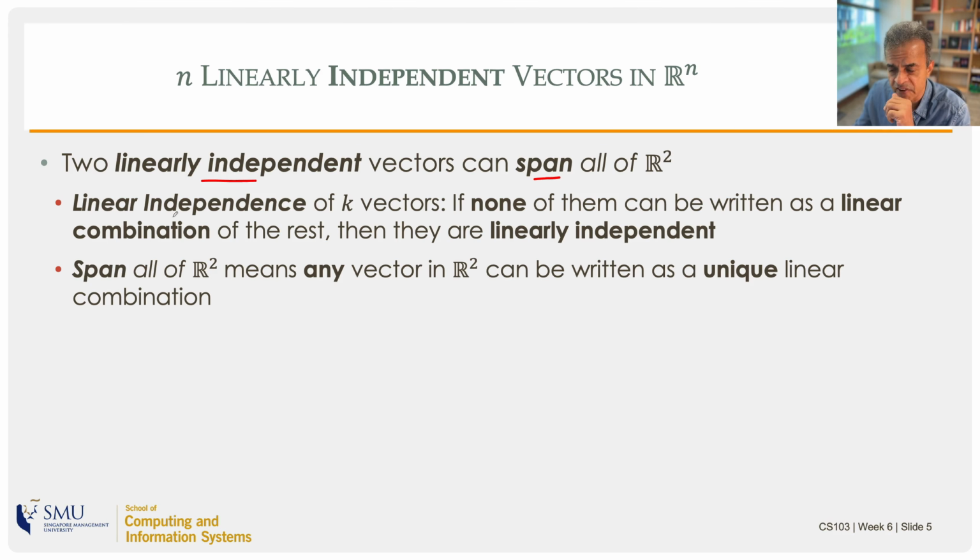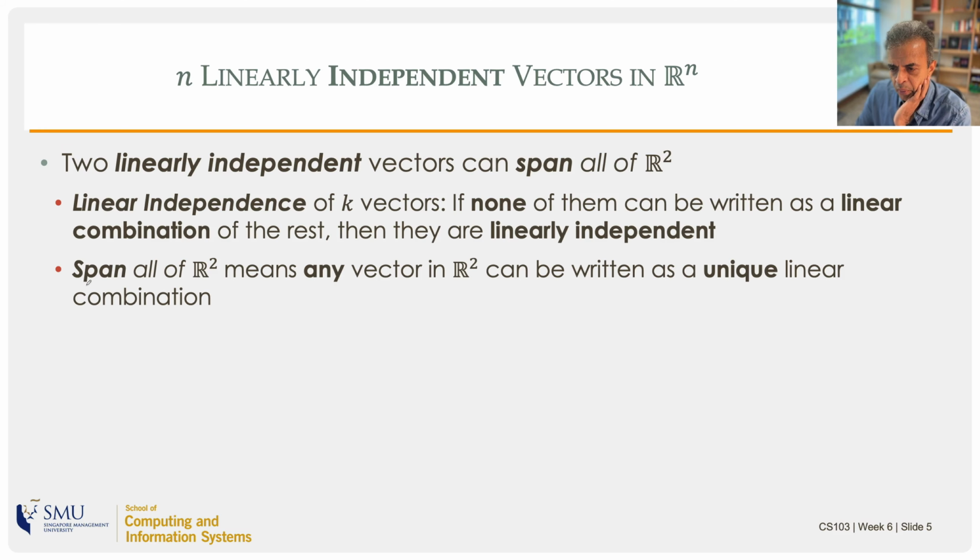Linear independence of vectors basically means that if you have k vectors, none of them can be written as a linear combination of the rest. That means you take one vector out of k, try to express it as a linear combination of the rest of them. You will not be able to do that. That is what linearly independent means. In the case of R2, if you have two vectors that are not on top of each other, you cannot write the second one, my blue vector, as a scaled version of my first red vector. That means they are linearly independent.